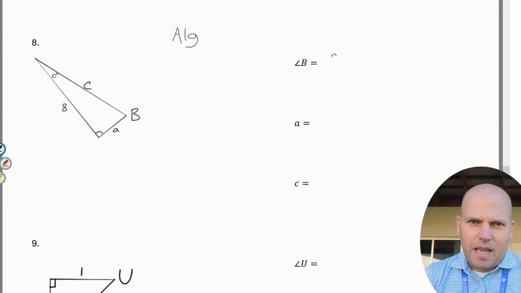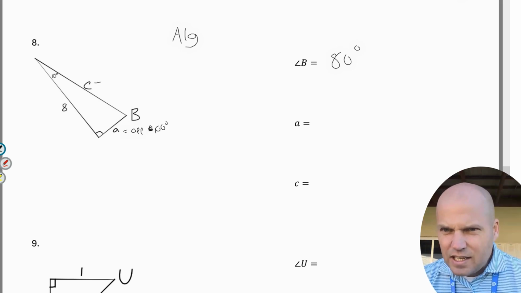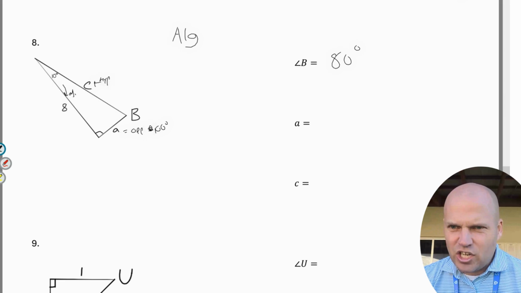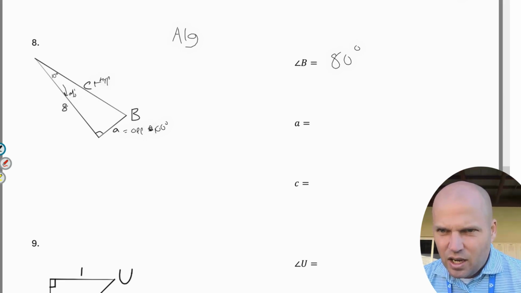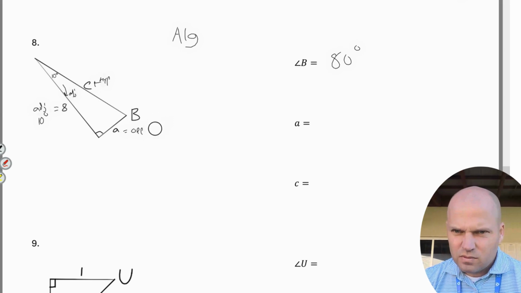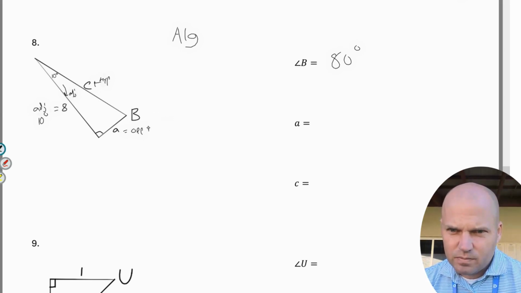Well, we got angle B must be 80. Cool. A is opposite of 10 degrees. C is the hypotenuse. 8 is adjacent to 10 degrees. This is important. Make sure you always label the hypotenuse first.